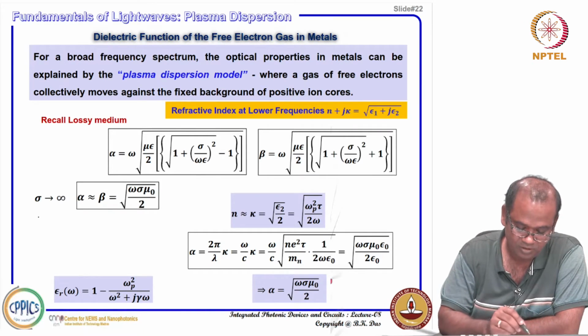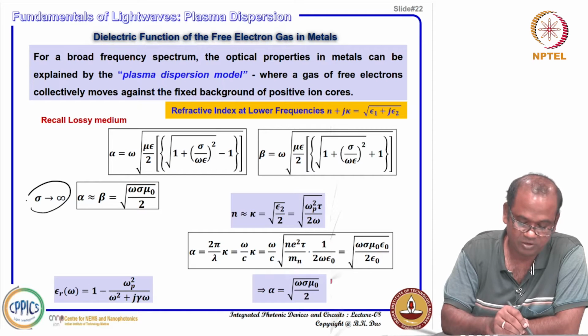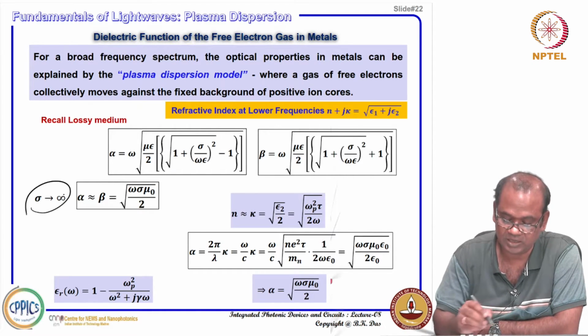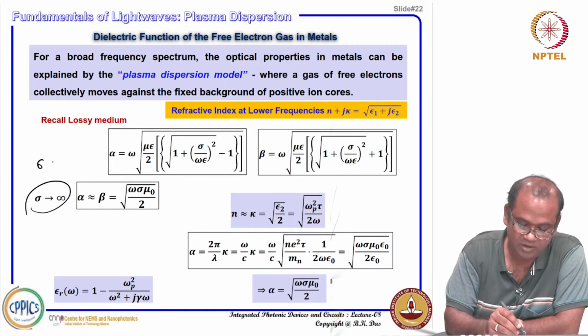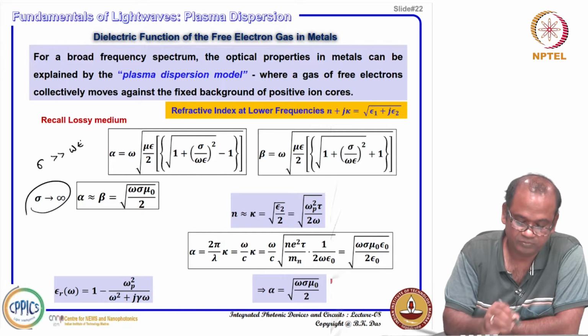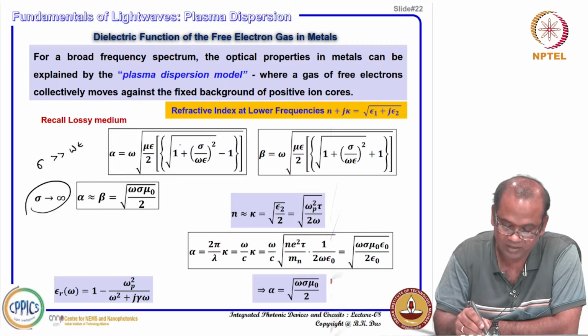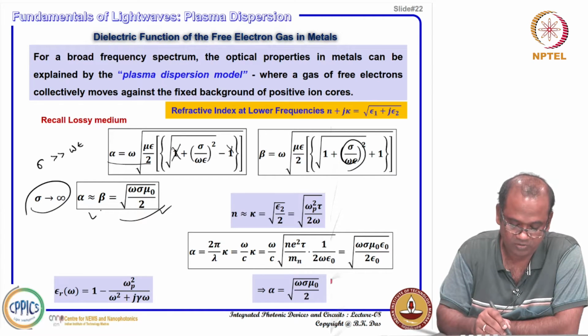And then for sigma very large, if you are considering sigma tending to infinity, or maybe you can consider sigma is greater than omega epsilon, okay, some value is there, then I can ignore this one compared to this one, then the alpha value will be, right, alpha equals beta equals this.